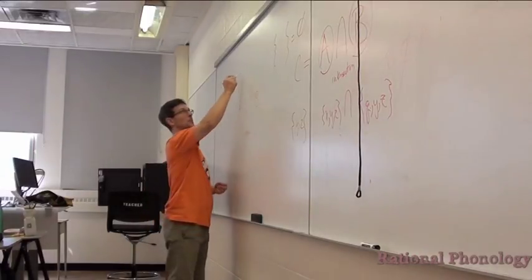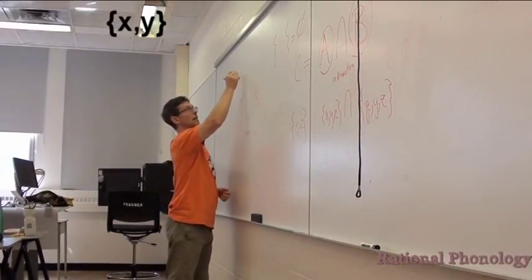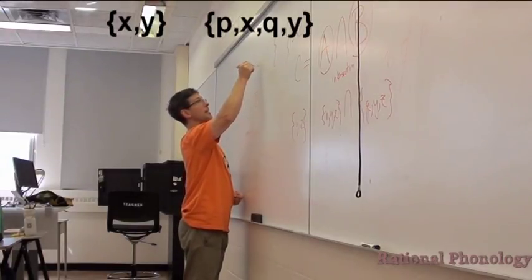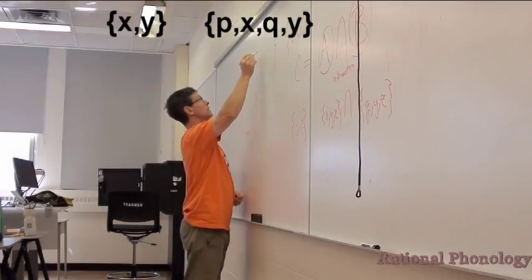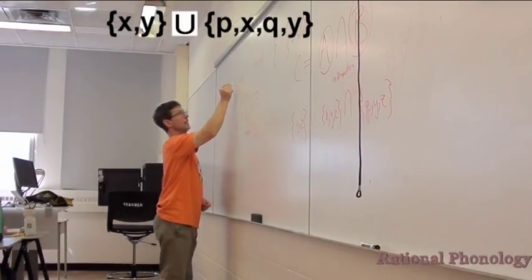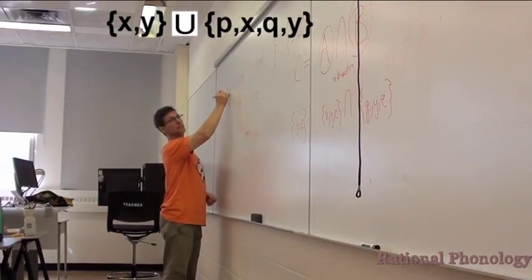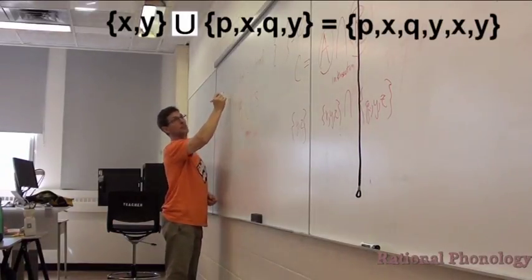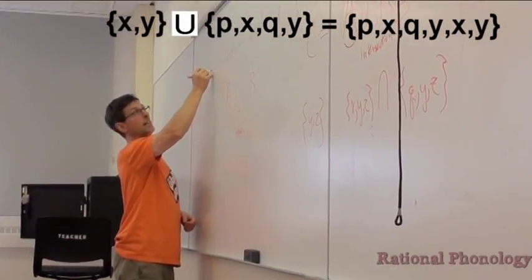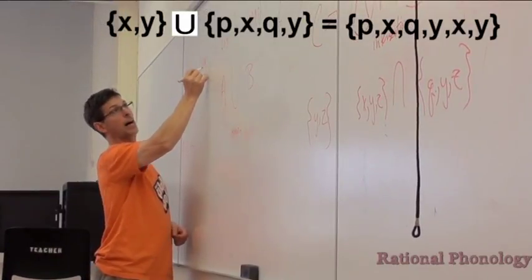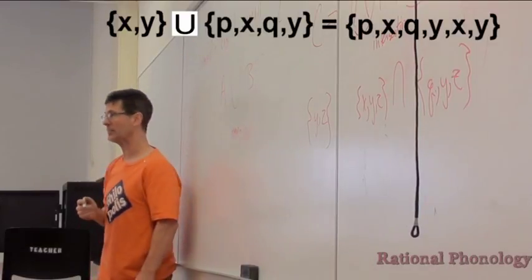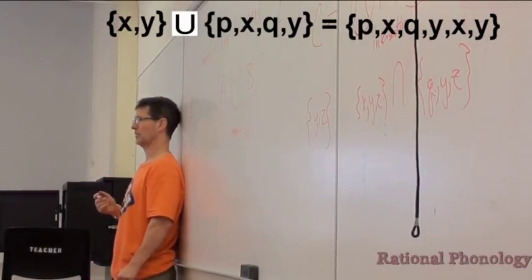Okay, so let's do an example. If this set is {X, Y}, and this set is {P, X, Q, Y}. What's the union of these 2? Everything that's in one or the other or both, right? So P, X, Q, Y, X, and Y. Is that true? Yeah.